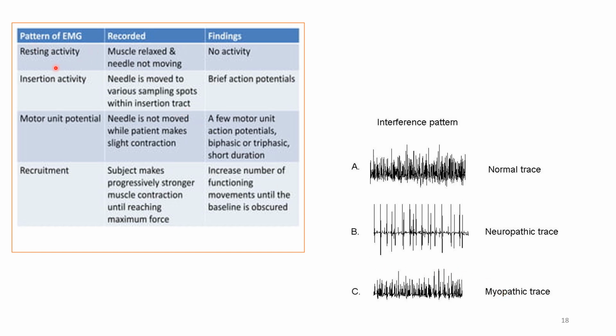See the pattern of EMG at rest: the muscle is relaxed and the needle is not moving, there is no activity. Insertional activity: when the needle is moved to various sampling spots, you can record an activity, brief action potentials. And coming to motor unit potentials: now the needle is not moved while the patient makes a slight contraction. So the needle is stationary, but the patient is making some contraction. A few motor units will be recruited and you can see a few motor unit action potentials. They may be biphasic or triphasic, of short duration.